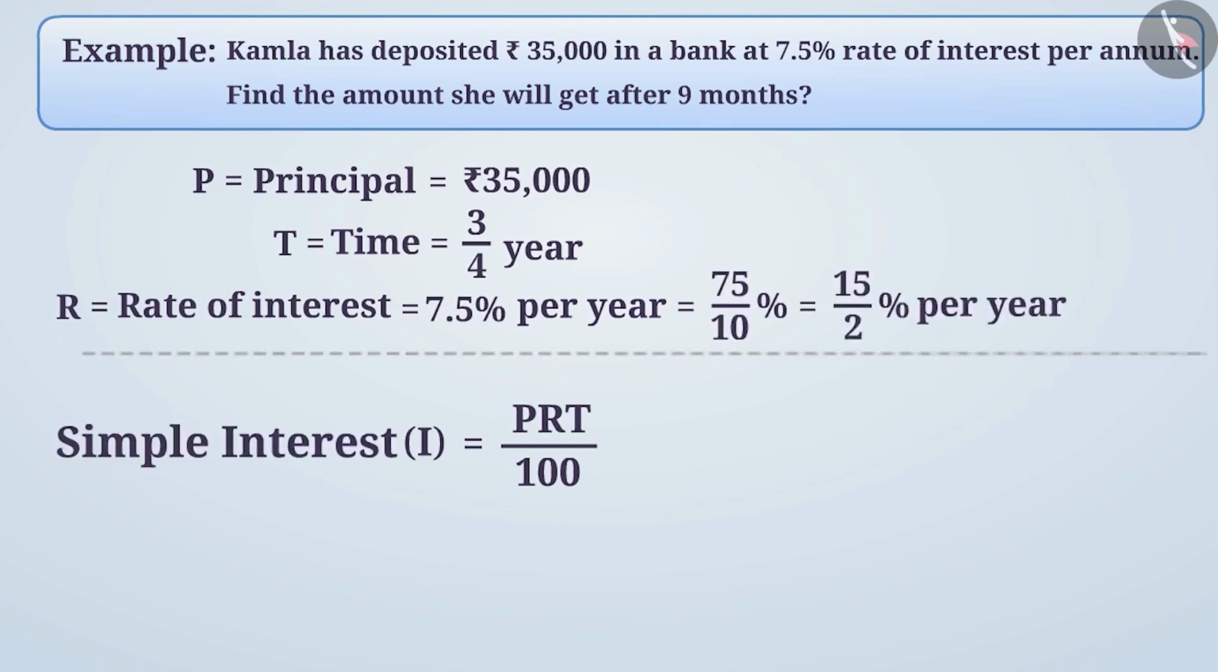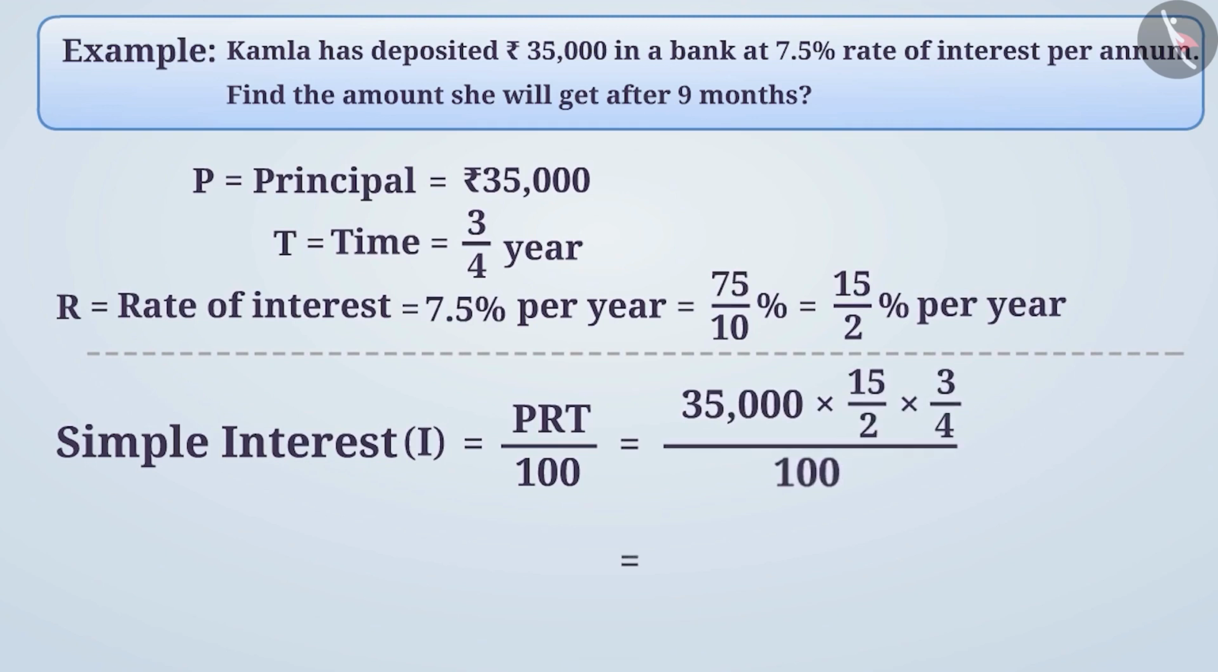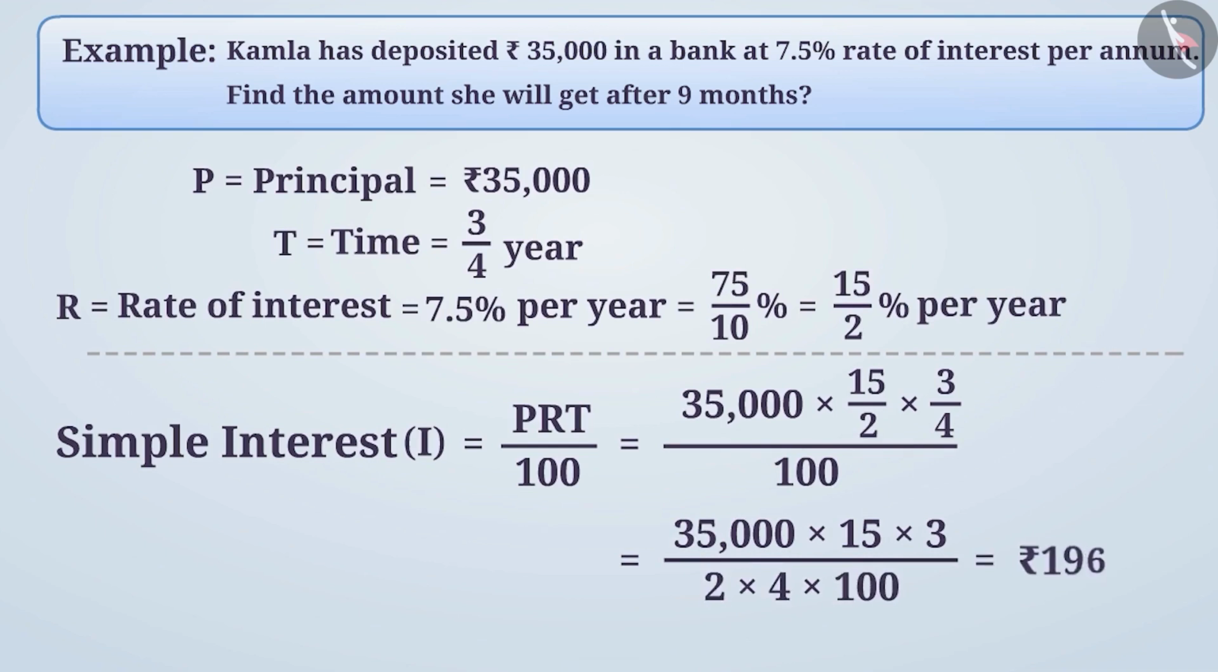By doing so, I is equal to 35,000 into 15 by 2 into 3 by 4 by 100, which is equal to 35,000 into 15 into 3 by 2 into 4 into 100, which is equal to 1,968.75. Please note that Rs 1,968.75 is the simple interest, but in the given question, we are asked to find the amount.